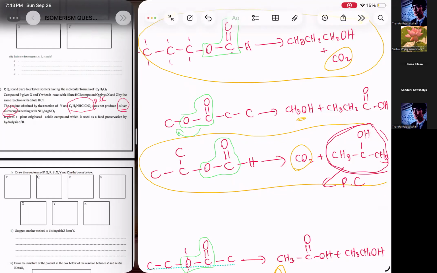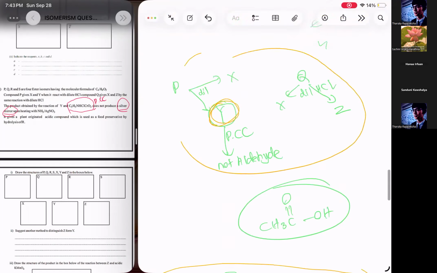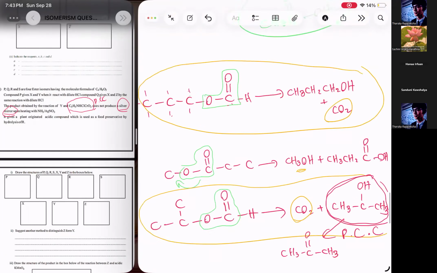You will get a ketone, not an aldehyde. So this will not give a silver mirror with AgNO3 and ammonia, because it's a ketone and not an aldehyde. So you got your answer. Y is this. Tracing back from Y, P is this one. I found out P now. This is P.